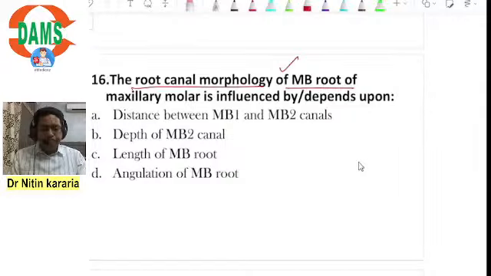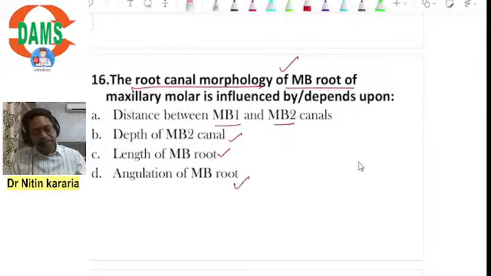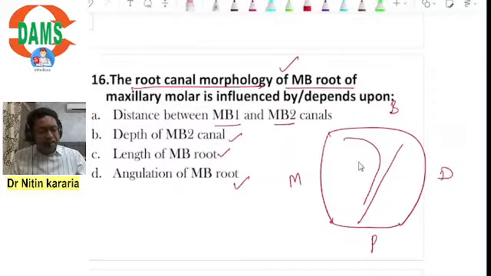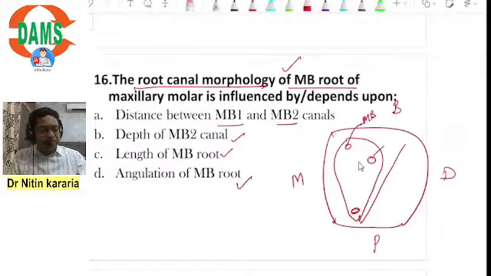The options: distance between MB1 and MB2 canals, the depth of MB2 canal, the length of mesiobuccal canal, or the angulation of mesiobuccal canal. We all know that in a maxillary molar, as seen from above, there are the mesial, distal, buccal and palatal aspects. This is the oblique ridge. This is the shape of the access cavity, which is rhomboidal in shape. It accommodates the palatal canal, the mesiobuccal, the distobuccal canal, and somewhere here is the MB2 canal.